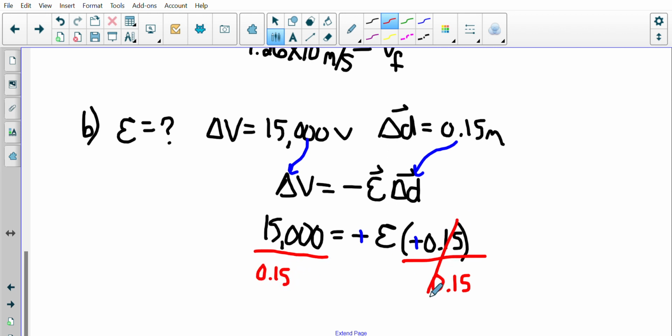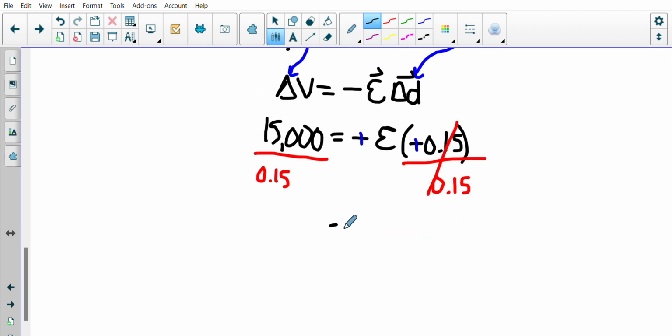And so those divide each other out. The strength of our electric field is all we're worried about too. That's why the sign really doesn't even matter, because we're just looking for the strength of our electric field. We get 15,000, a big number, divided by 0.15. And I get the strength to be 1.0 times 10 to the power of 5, and that is newtons per meter.